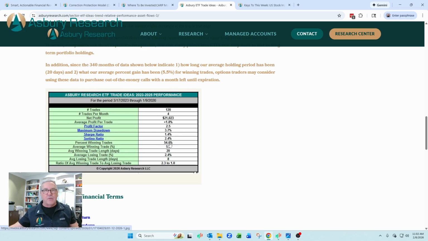Percentage of winning trades, 54%. Our average winning trade is 5.5% profitable, and we're in the average winning trade about 20 days on average. Average losing trade, we lose only 2.4%, which is less than half the winning trades. And we're in those losers about 8 trading days or about a week and a half.